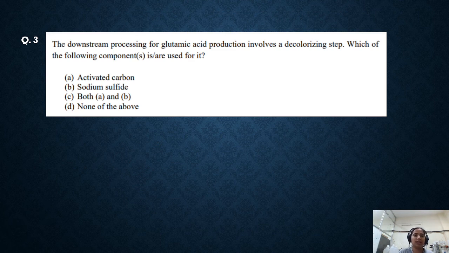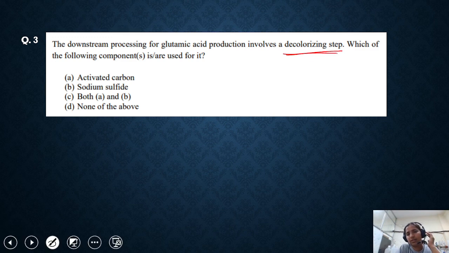Okay, this is the next question. The downstream processing for glutamic acid production involves a decolorizing step. Which of the following components is used for it? Options are: first, activated carbon; second, sodium sulfide; third, both A and B; and option D is none of the above.